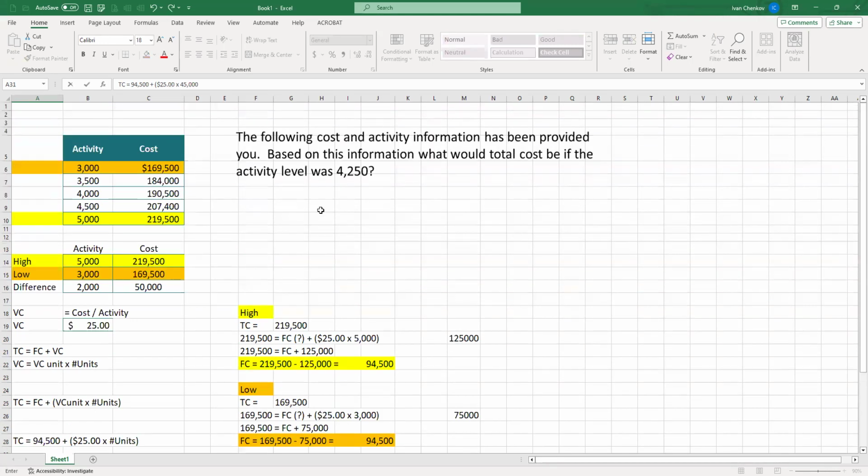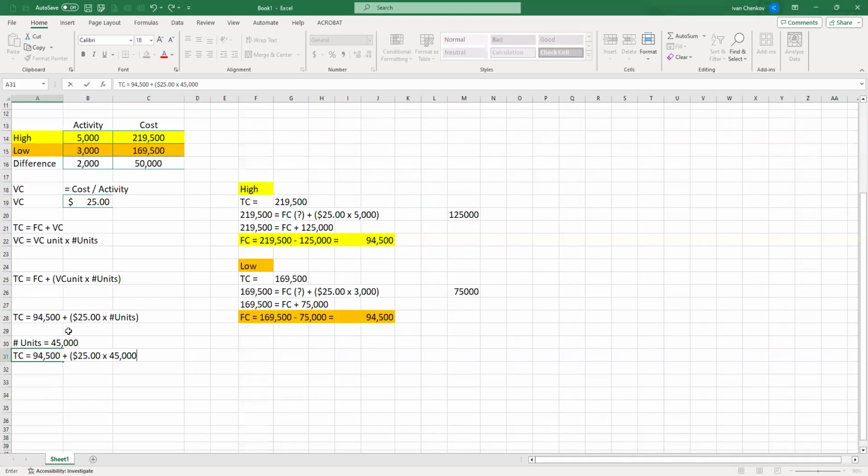Is it 45,000, right? No, 4,250. Where did you get 45,000? 4,250 units. Okay, so 4,250 units.